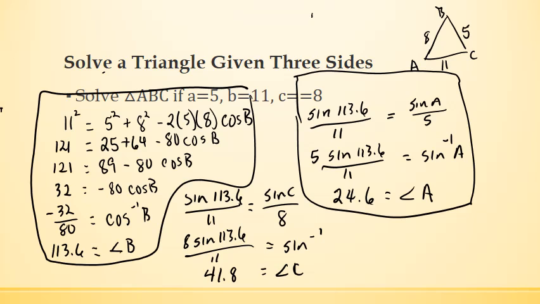So then we can cap this off by saying that A is equal to 24.6, B is equal to 113.6, and C is equal to 41.8. All right, there we go. Solving a triangle, beginning by using the law of cosines for the largest angle, which we identify as the angle opposite the greatest side length. And then once we get that angle, we can use the law of sines to finish off and find the other two angles.